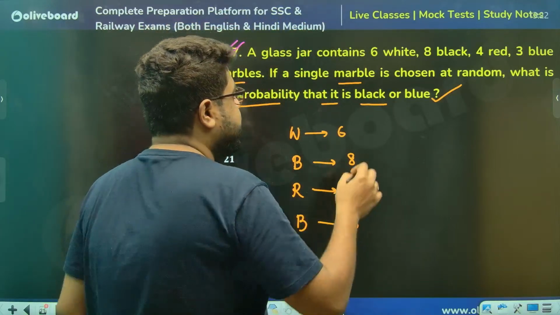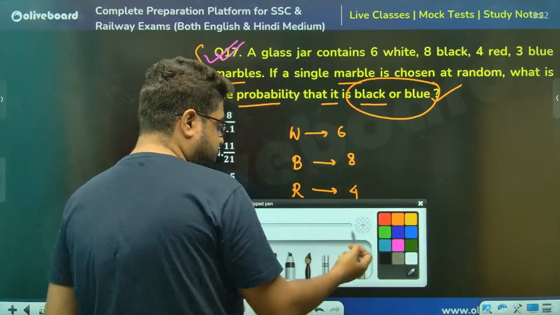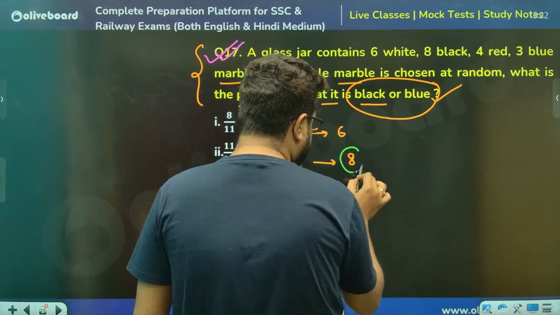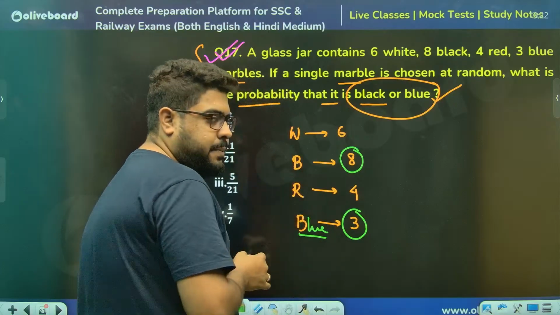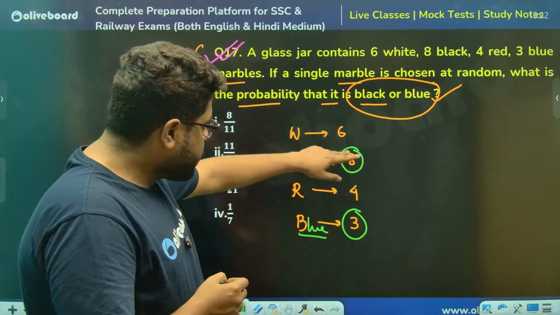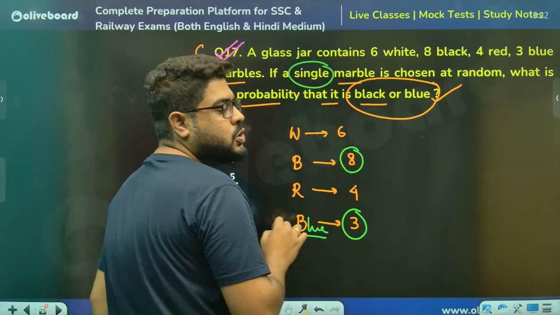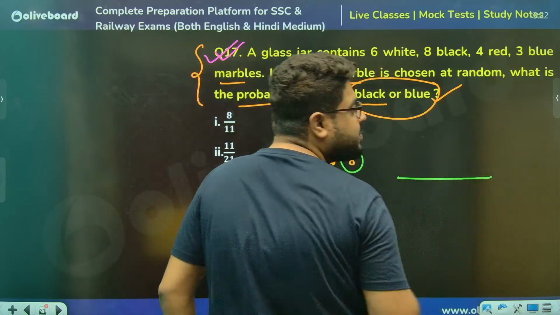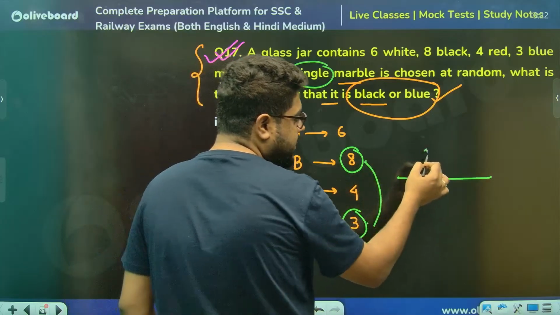Now, it is the probability that it is a black or a blue, meaning I have to choose from a black one or from a blue one. I have to choose from these two. So only one marble I'm choosing. That means my preferred outcome, I can choose any one out of these 8 plus 3, 11.